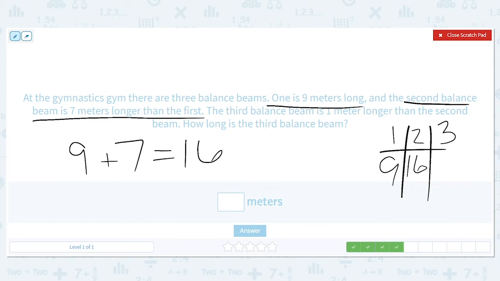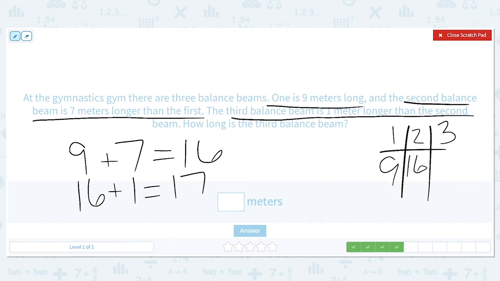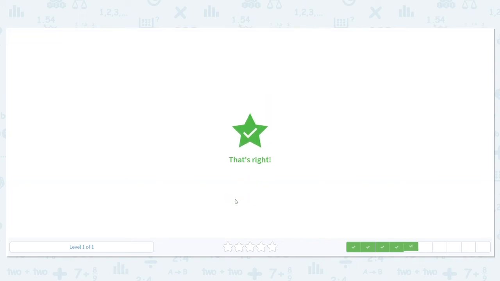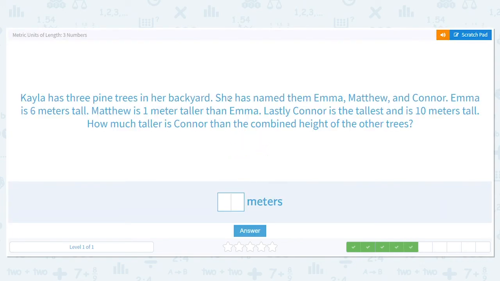And we need that information to find the length of the third. The third balance beam is 1 meter longer than the second beam. So the second beam was how long? 16 meters. How much longer is the third beam? 1 meter. So how long is that third beam? It's 17 meters. Good job. It's like stairs. You have to step up each step before you get to the next problem.